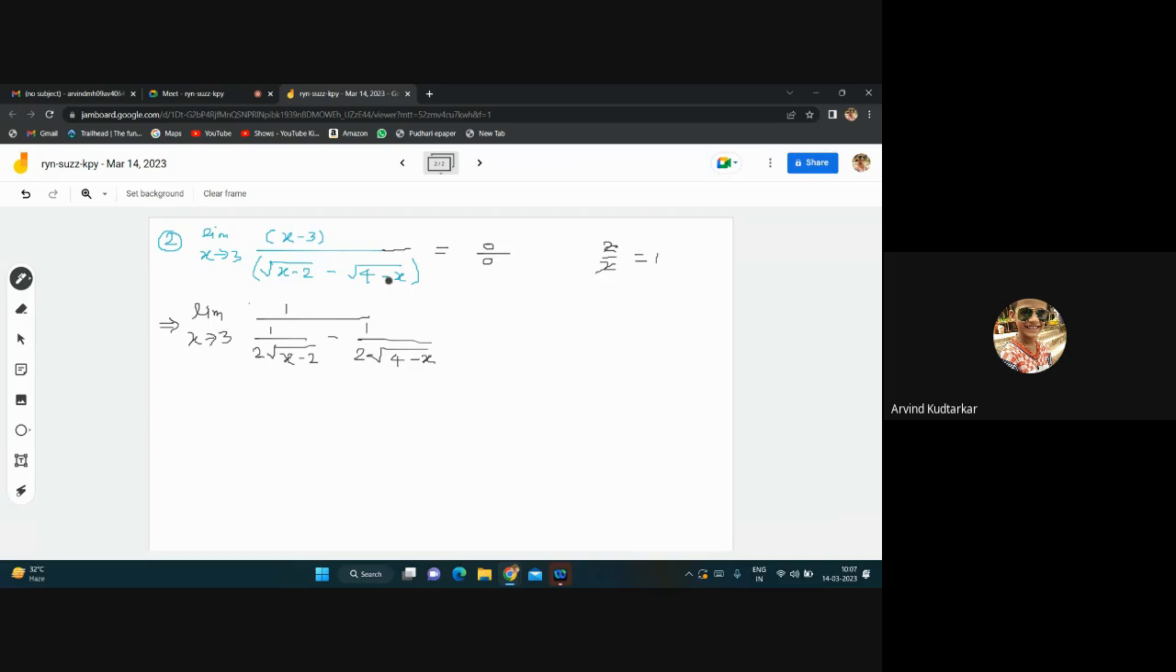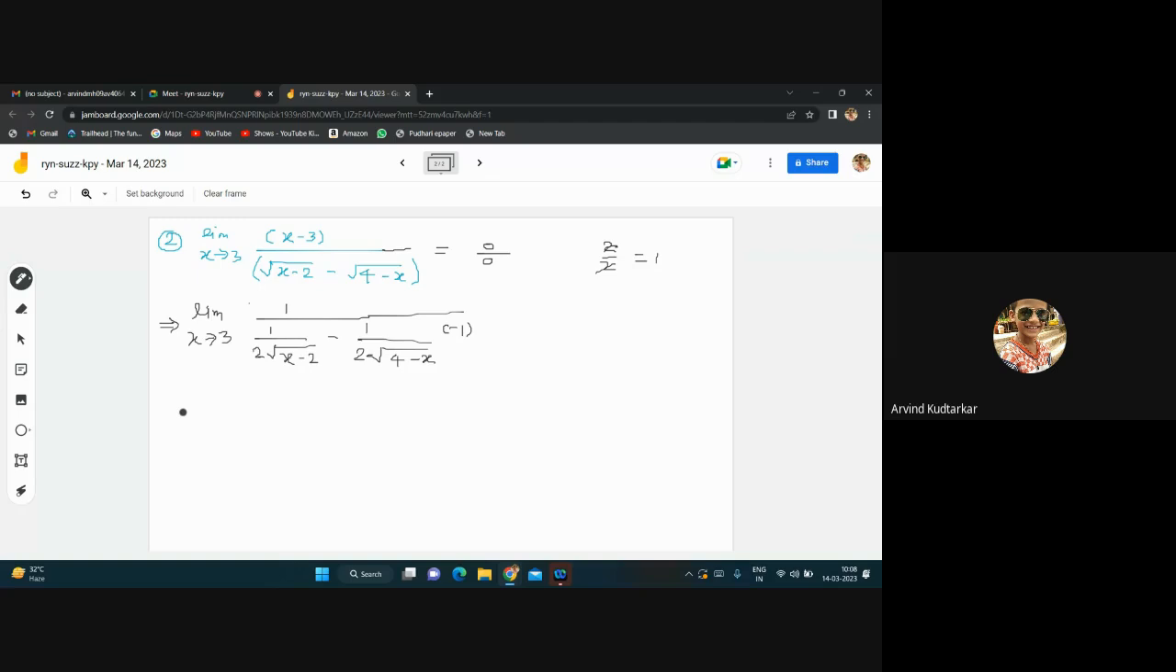And next, find the derivative of the term in the root. What is that derivative? The derivative of 4 is 0, and minus x gives minus 1. Then we apply the limit as x tends to 3. Are we getting a finite limit? As x tends to 3, 3 minus 2 is 1, 1 into 2 is 2, so 1 by 2.